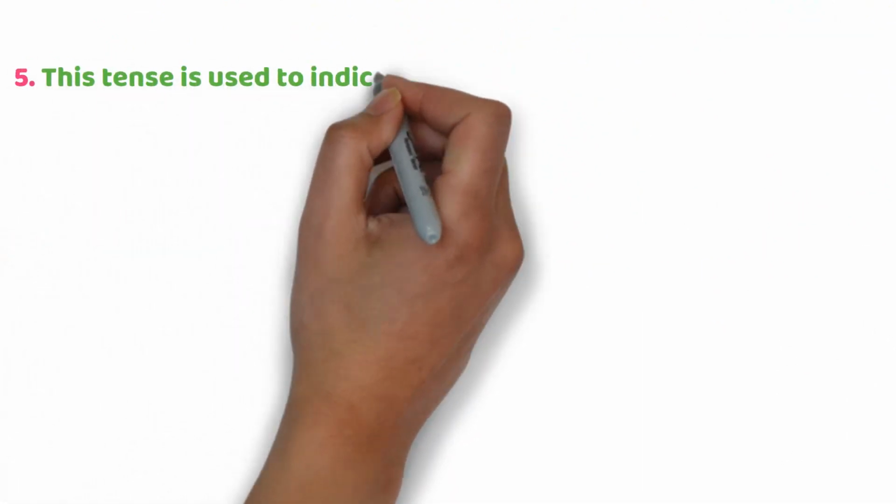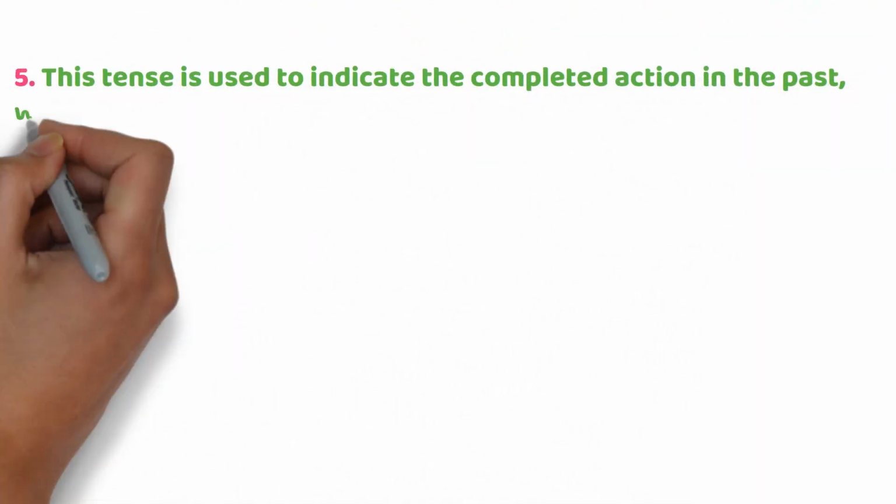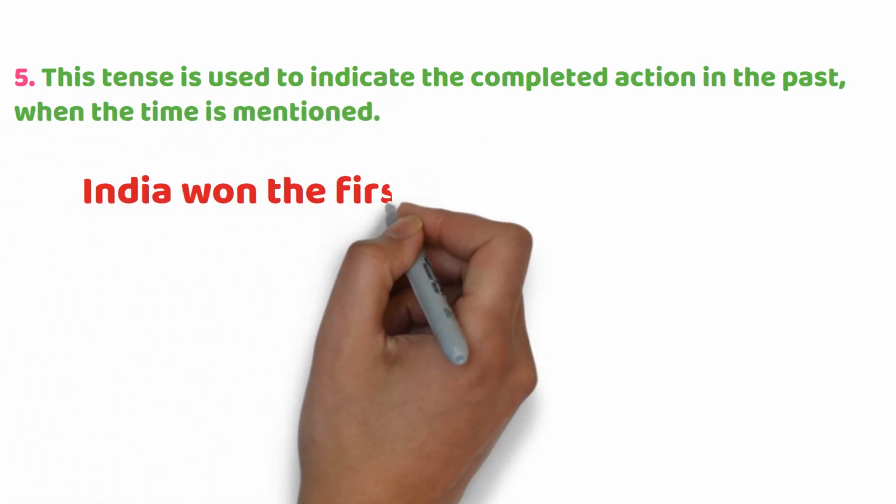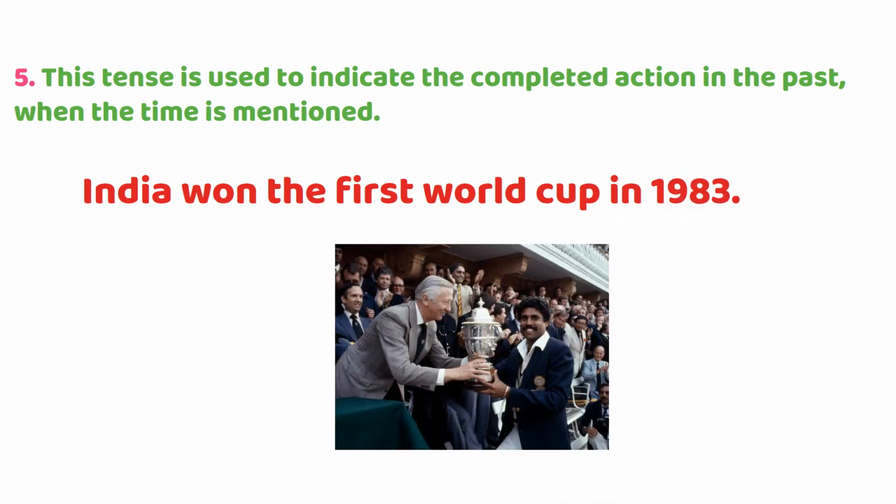This tense is used to indicate the completed action in the past when the time is mentioned. India won the first World Cup in 1983.